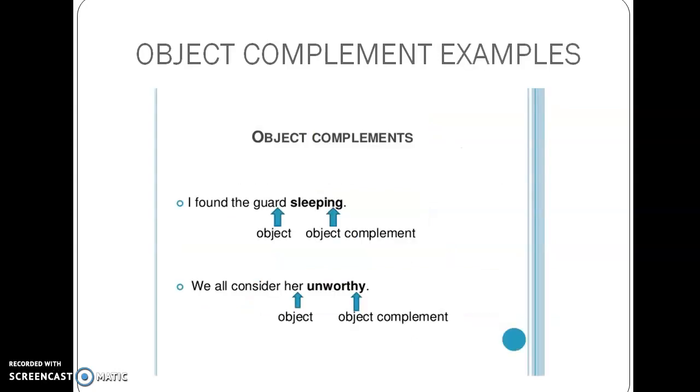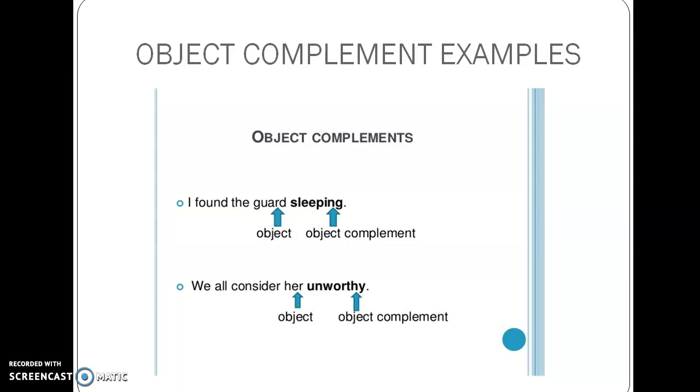Object complement examples. I found the guard sleeping. I am the subject. Found is the verb. Who did I find? Guard. That is the direct object. And which word is telling me more about the guard? Sleeping. Sleeping is the object complement.